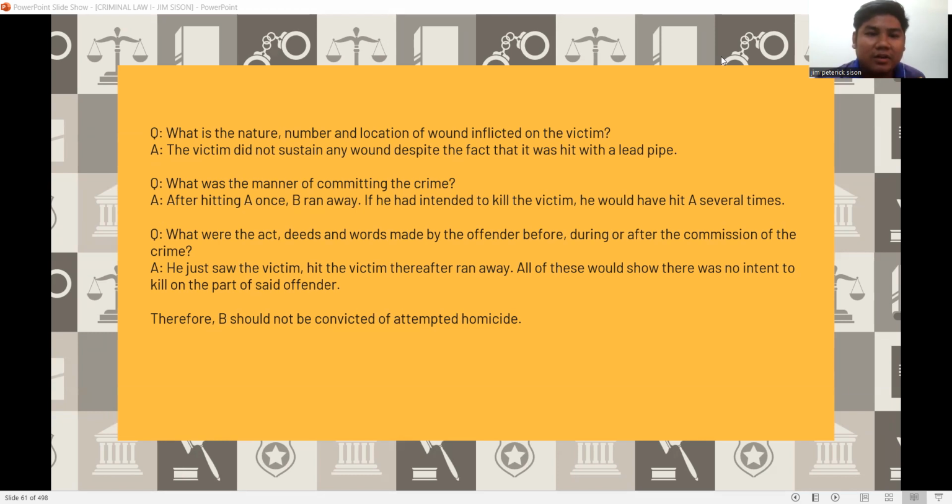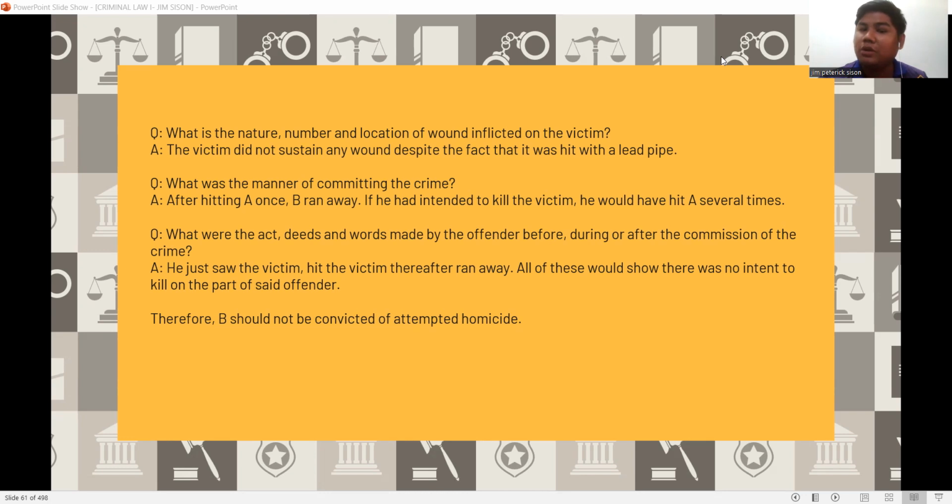Okay? And what were the acts, deeds, and words made by the offender before, during, or after the commission of the crime? He did not say before committing the crime, "I want to kill A." Or after committing the crime, he did not say, "Yes, successful, I killed A." Oh, none. He just saw the victim and then hit the victim. After hitting the victim, he ran away. And all of these would show that there was no intent to kill on the part of the said offender.